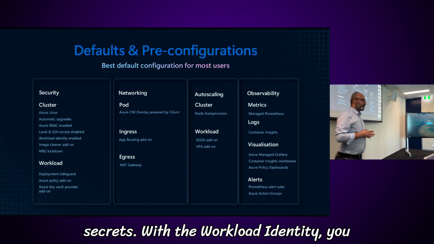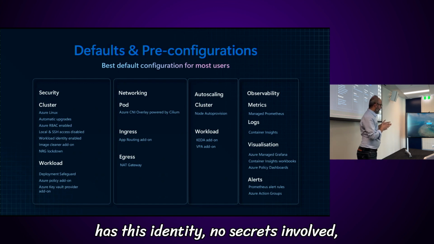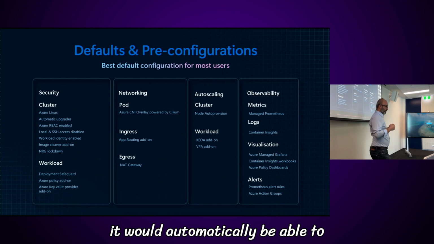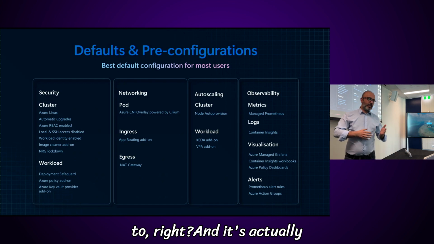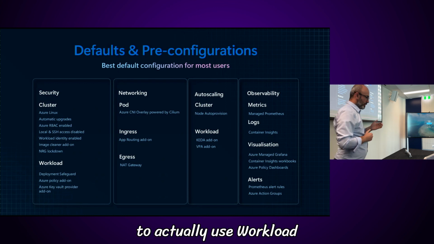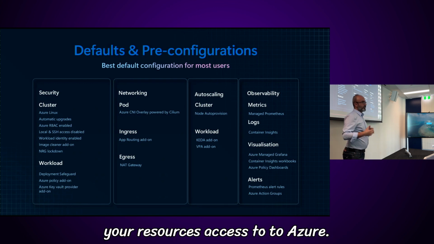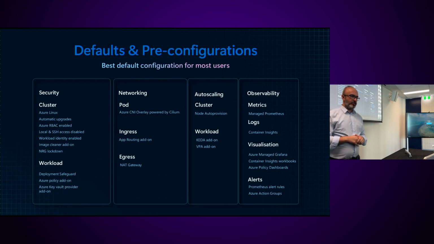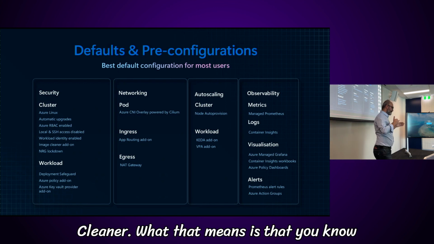With the workload identity, you basically just give the workload an identity, and it just authenticates with Azure. So as long as the workload has this identity, no secrets involved, it would automatically be able to access resources that you allow it to, right? And it's actually even a movement apparently to use workload identity as a more secure way of giving your resources access to Azure.